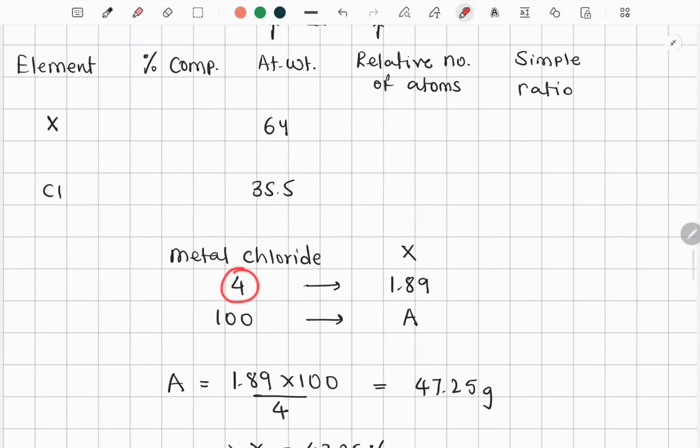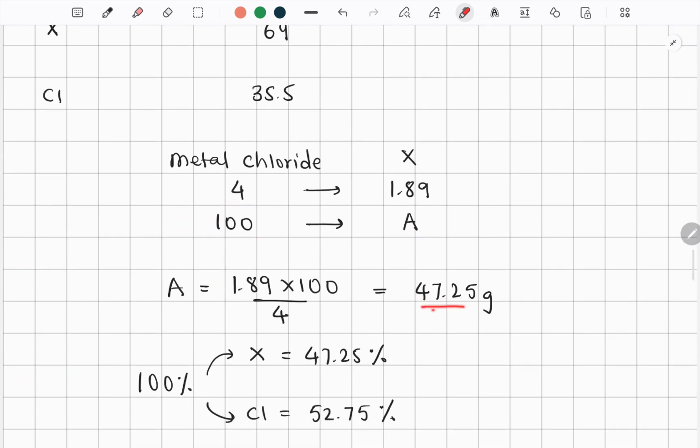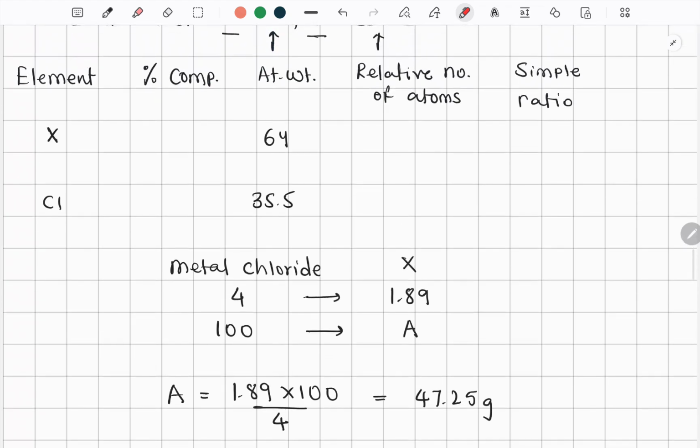So did you understand how we calculate the percentage composition when it is not given? If 4 gram contains 1.89 gram of metal X, then 100 gram will contain A. That gives the grams of metal present in 100 gram, which is our percentage. So 47.25% is metal X and 52.75% is chlorine, and we write these down in the table.